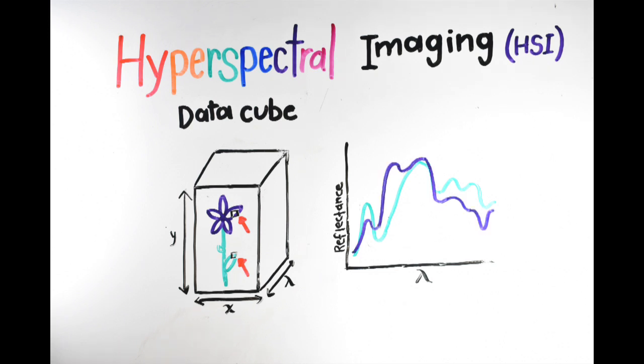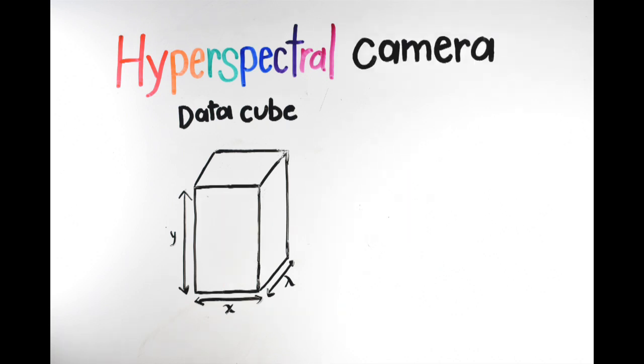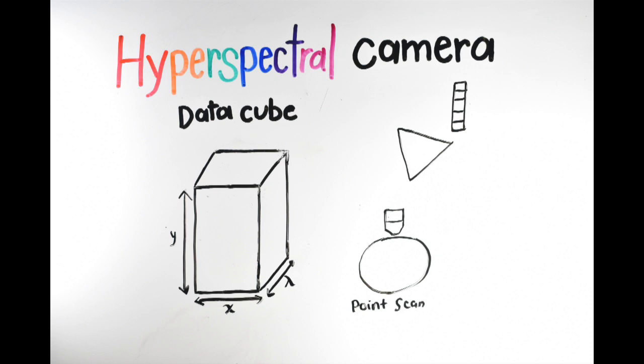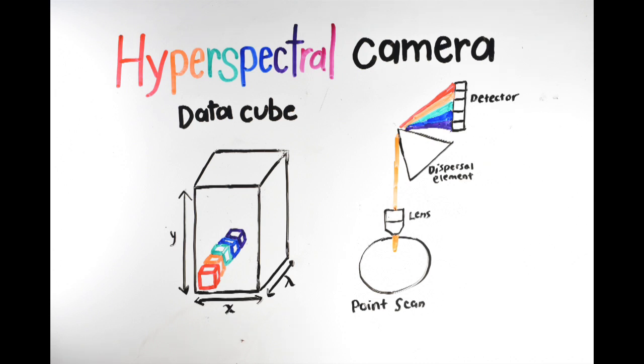These data cubes are created using a hyperspectral camera. There are many types of hyperspectral camera, one of which uses the point scan method. Light reflected from the object enters the lens and is dispersed into its component wavelengths onto an array of detectors. By scanning across the entire object, the camera gathers spectral information for each point and can assemble the data cube. This method is slow, yet it produces very high spectral resolution.